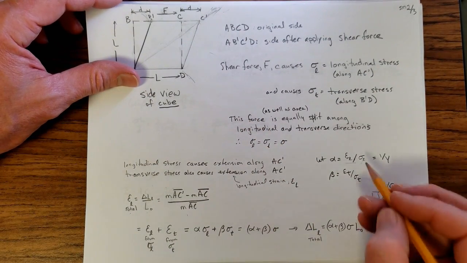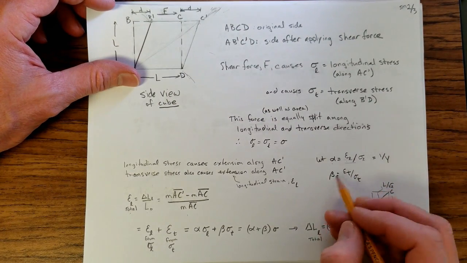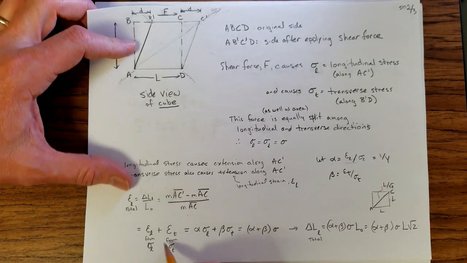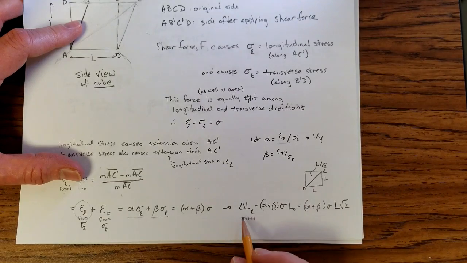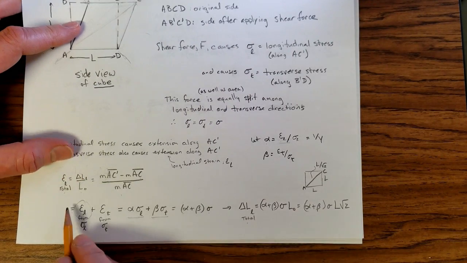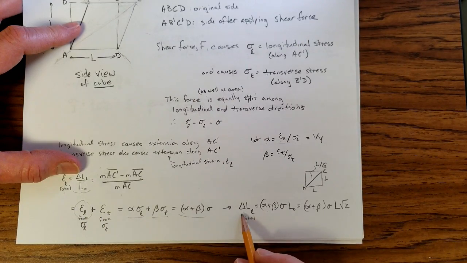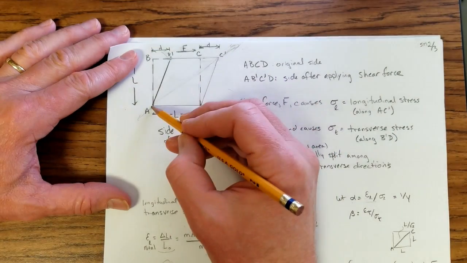Since alpha is strain divided by stress, which is 1 over Young's modulus, and beta is strain over stress in the transverse direction, this longitudinal strain is just alpha sigma sub L plus beta sigma sub T. Since we are claiming that the stresses are the same, alpha plus beta come out, and we have alpha plus beta times sigma. So I multiply both sides by L sub naught, and my change in length is alpha plus beta times sigma times L sub naught, where L sub naught is the initial length across here.